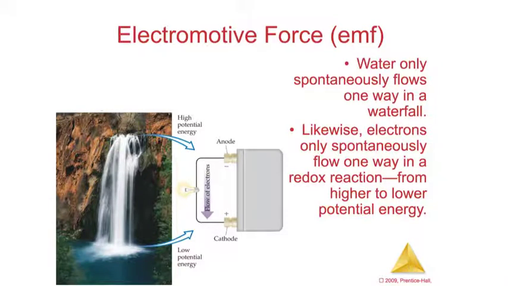So why do electrons transfer spontaneously from a zinc atom to a copper 2 ion the way they do? Well, the flow of electrons going from the anode to the cathode of a voltaic cell is kind of like the flow of water going over a waterfall. The reason that water flows over the waterfall is because the potential energy is lower at the bottom of the falls than it is at the top. In a voltaic cell, if we have an electrical connection between the anode and the cathode, the electrons are going to flow from the anode to the cathode in order to lower their potential energy.